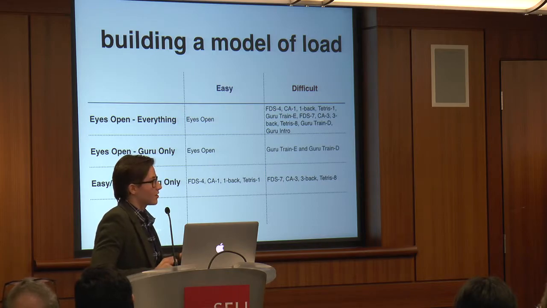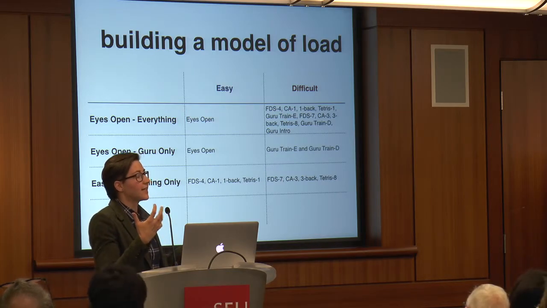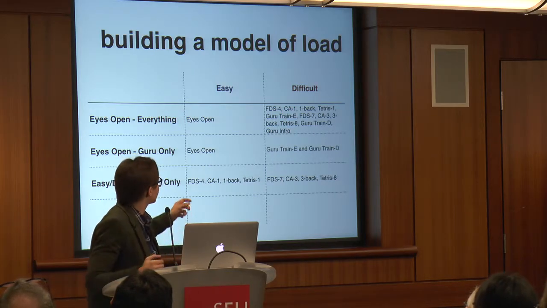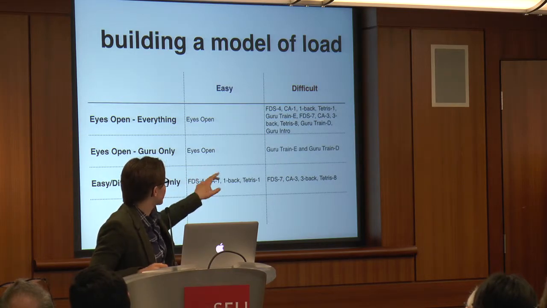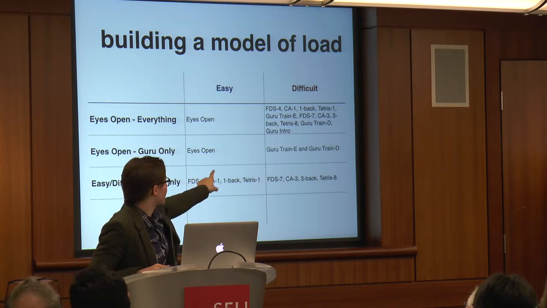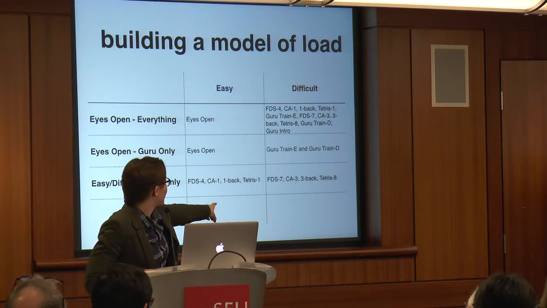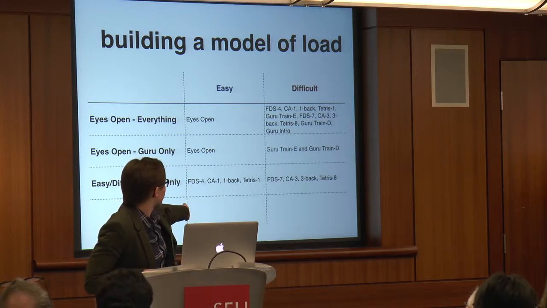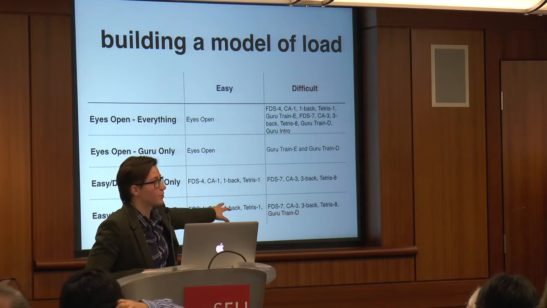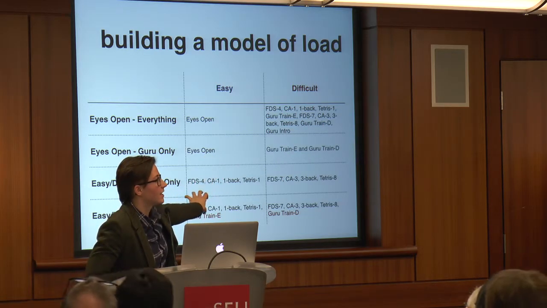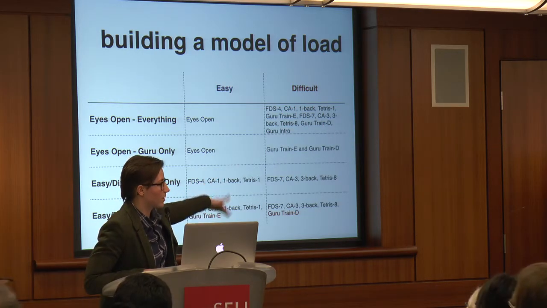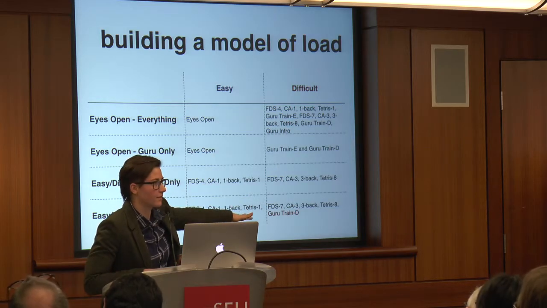Then we had 2 models that actually utilized the easy and difficult training tasks that we had. So here, notice that the easy versions of the training tasks are in the easy column, whereas the difficult are here. And then the only change in the last model is that we actually separated the guru train. So this one included all the typical cognitive load tasks plus the guru easy, and same thing for the difficult.